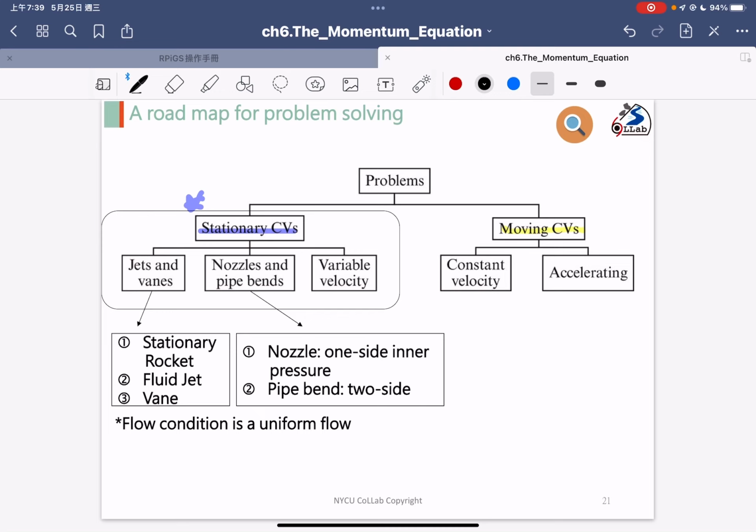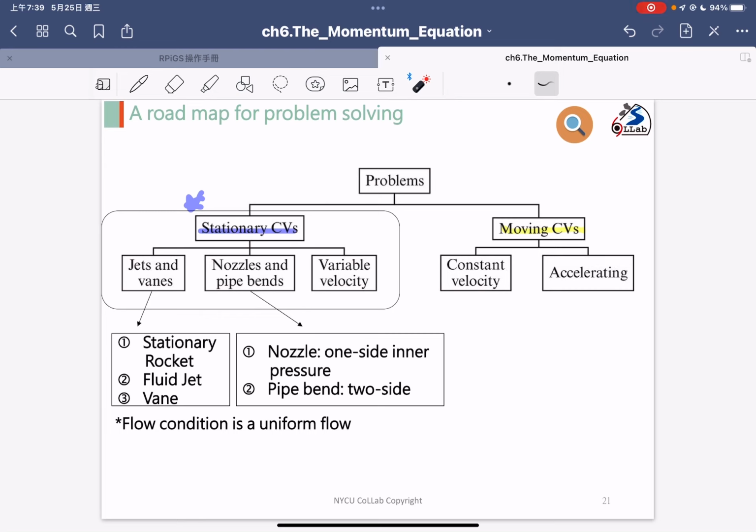And if the stationary control volume condition is satisfied, there are three famous problems. The first is related to the jet and the fans, and the second is related to the nozzle and the pipe bends. How is it different? When we discuss the nozzle and the pipe bend, we will have inner pressures. For the pipe bend, we have the inner pressure on both sides. But for the jet and fans, they are exposed to the atmosphere, so the gauge pressure is 0. So we don't need to consider the inner pressure.